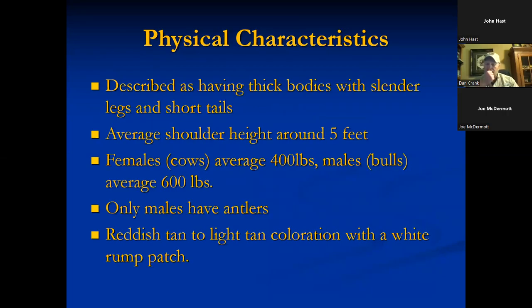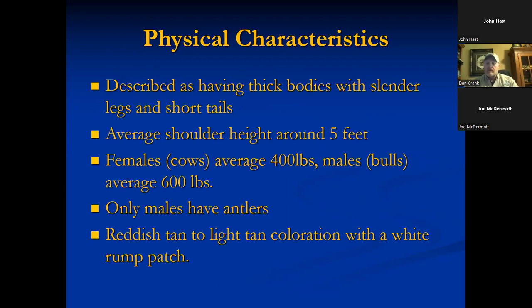So let's look at some physical characteristics. They are described as having thick bodies with slender legs and short tails. Their tail is actually so short you may not even notice it when you're looking at it. It's only maybe 4 to 6 inches long, and it's white, so it blends into their rump patch. Their average shoulder height is about 5 feet. That's for an adult cow or a bull. They're relatively the same height.